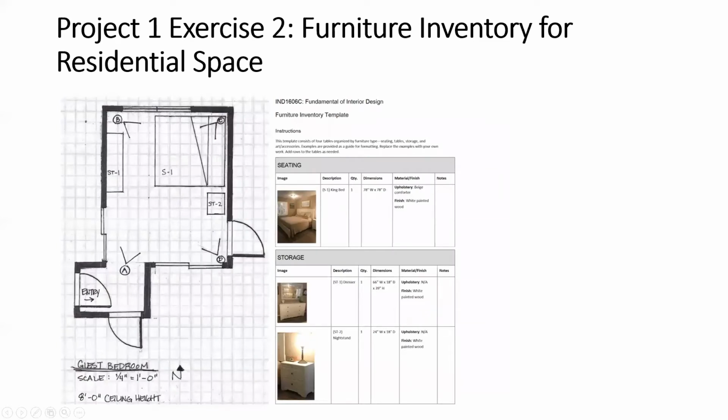Exercise 2, which is the next step, is a furniture inventory for a residential space. An inventory of furniture is created by designers so that they can document the client's existing furniture, both where it is, what it looks like, and how big it is. This can be useful if you want to reuse some of your client's furniture in a design, whether it's for this one or a design for a different room or space, or if you need to match something to an existing piece of furniture.